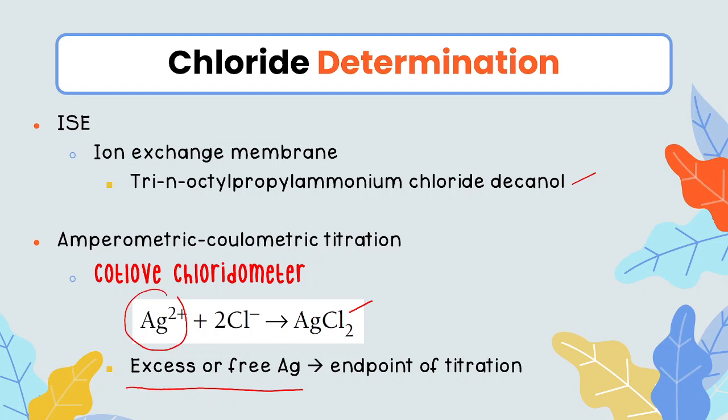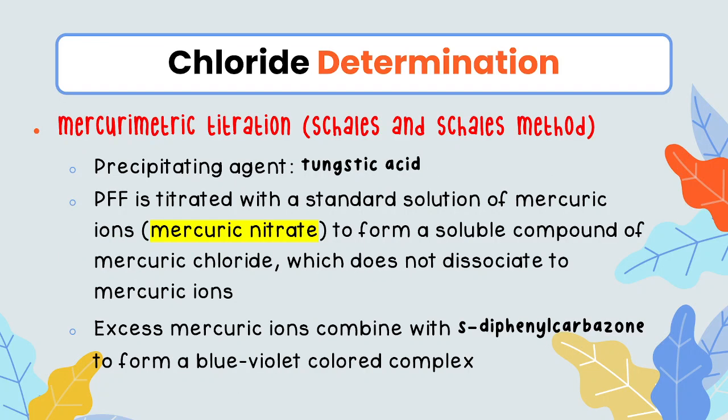And that excess or free silver, kids, would already signify that it is already the endpoint of your titration. Kumbaga, excess or free silver will indicate na all of your chloride has already been saturated, and the elapsed time, kung gaano katagal yung pag-saturate kay chloride, that would be directly proportional to the concentration of chloride in your sample. So, yun po yung Cotlove chloridometer.